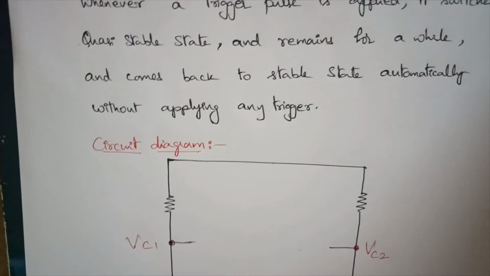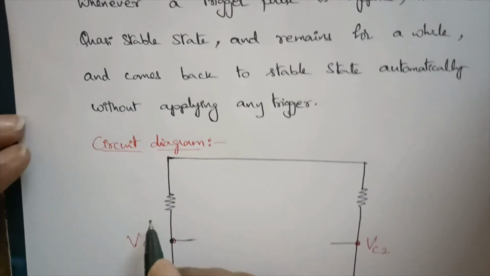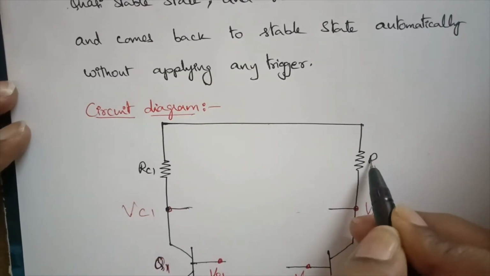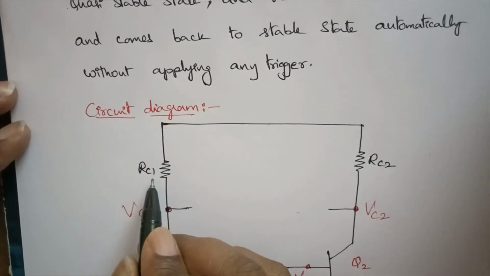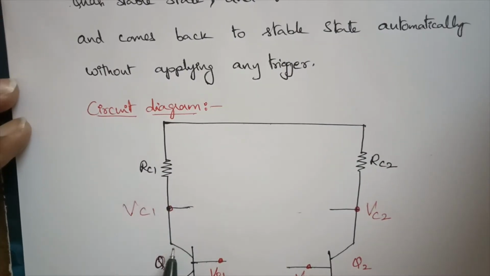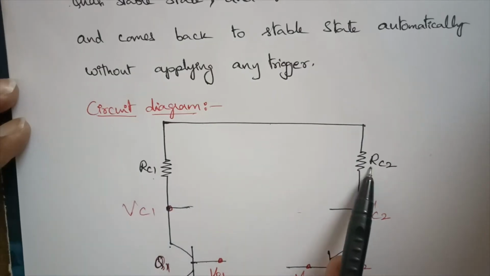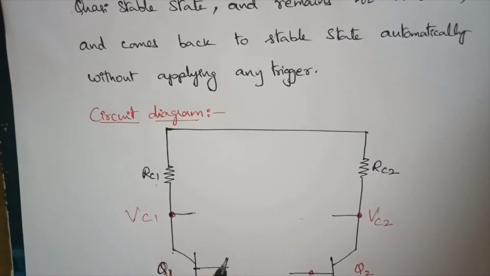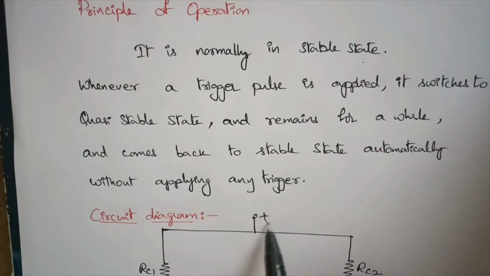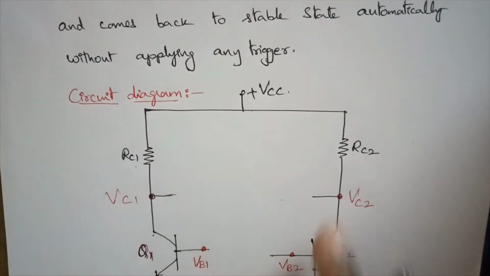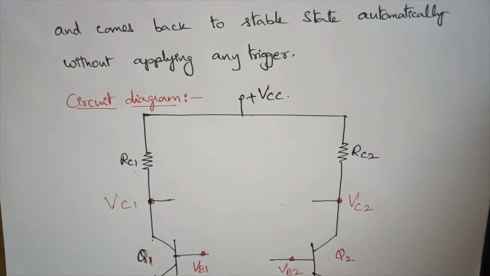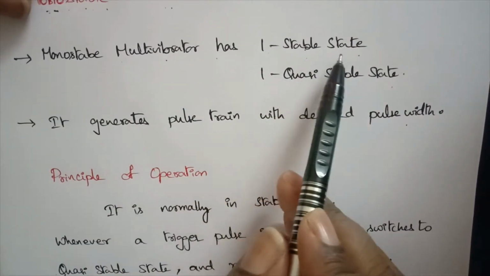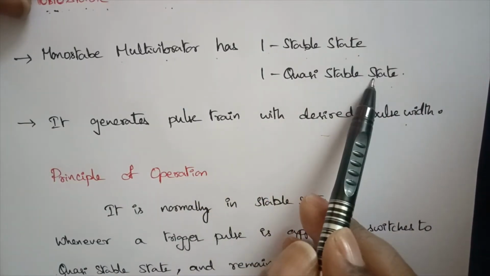Now we are using two resistors for supplying Q1 and Q2. The two resistors are RC1 and RC2. The suffix C1 indicates that the resistor is connected at the collector of transistor Q1, and RC2 is connected at the collector of transistor Q2. Now we have the VCC supply, a DC supply. This is about the circuit. We already know that in the monostable multivibrator we have one stable state and one quasi-stable state.